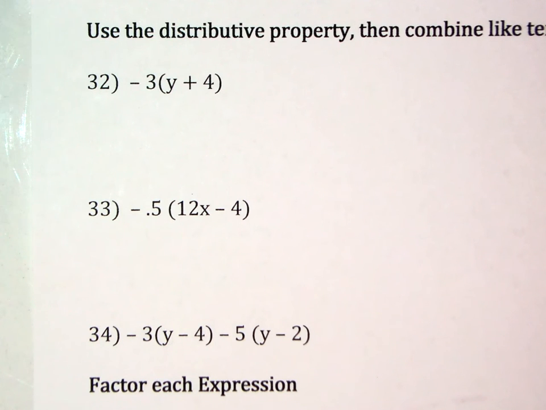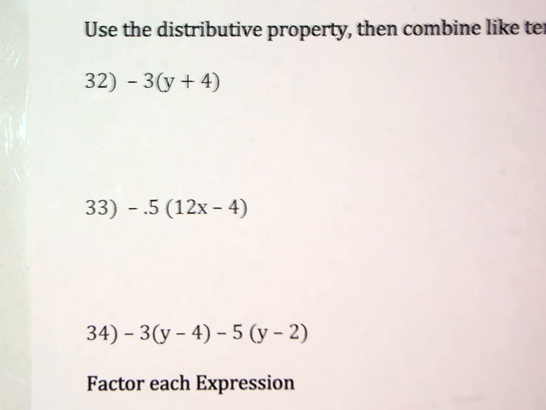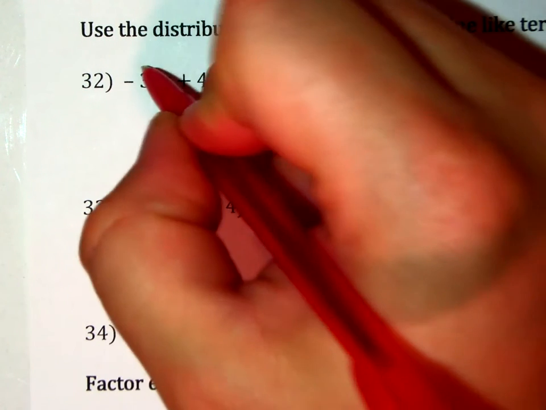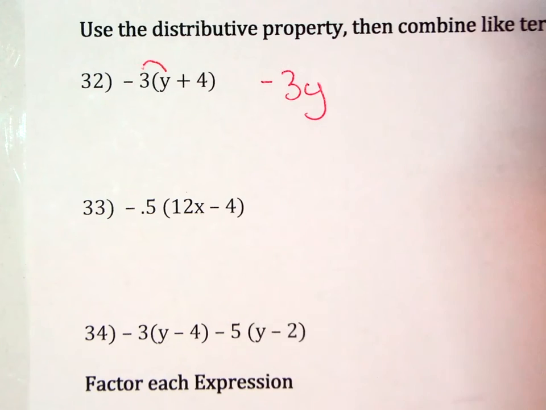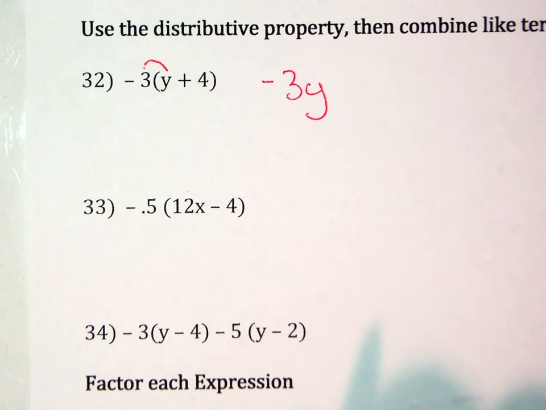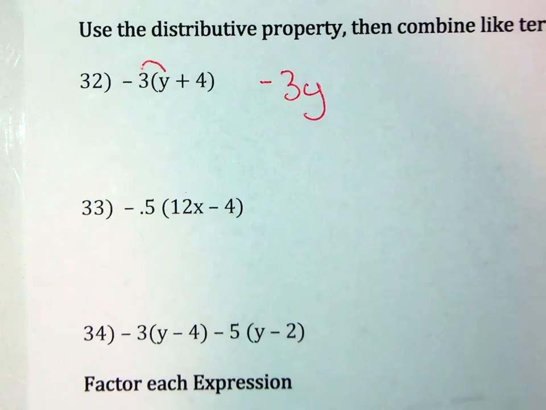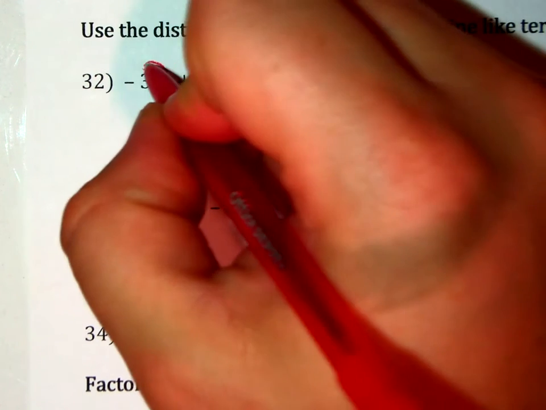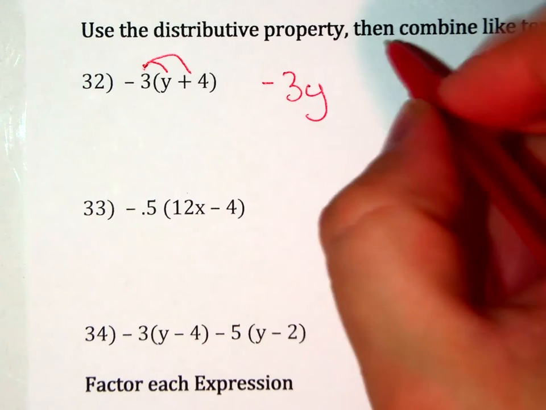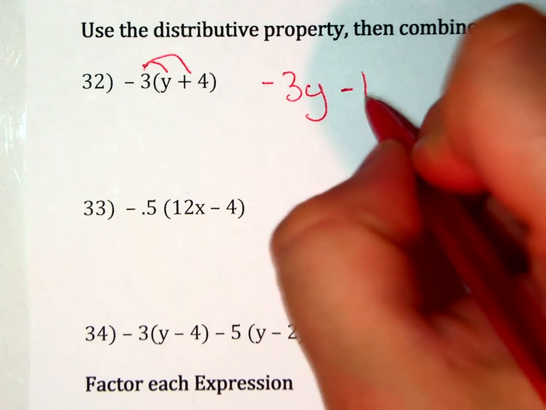Problem 32 says to use the distributive property and then combine like terms if needed. So distributive property, we would have negative 3 times y is negative 3y. Hopefully you're realizing that the distributive property is very important to Unit 2. Completing it accurately and keeping track of your integer rule signs is going to be important to getting correct solutions. Negative 3 times positive 4 would be a negative, so that would be negative 12.